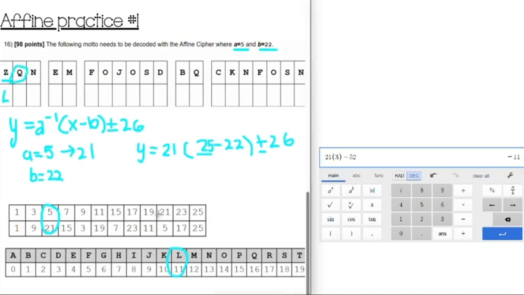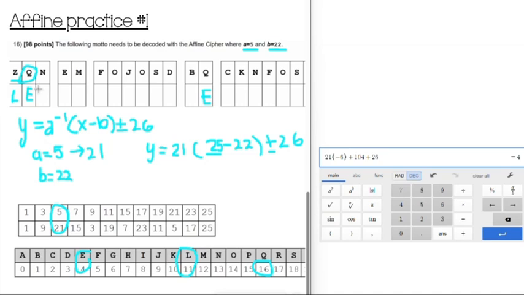Q over here is 16, so now let's substitute that value in for x. Okay, so it would be 21 times negative 6, because 16 minus 22, and we would get negative 126, so we can just add 104, and we still get negative 22, so add 26, and we get 4. And 4 is E, so we can put that value of E. Okay, so the first word looks like "let."